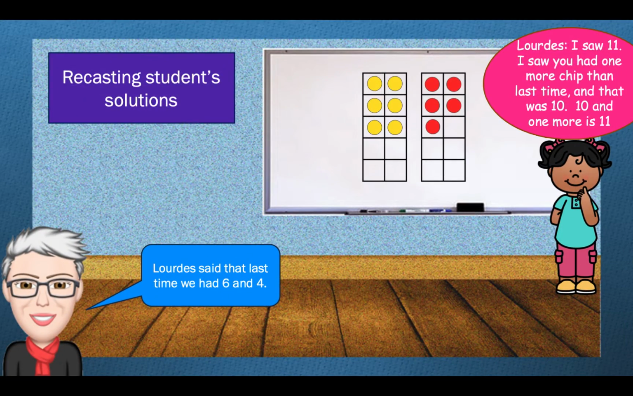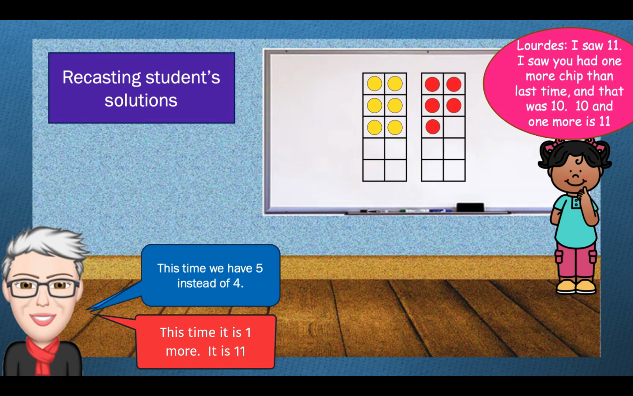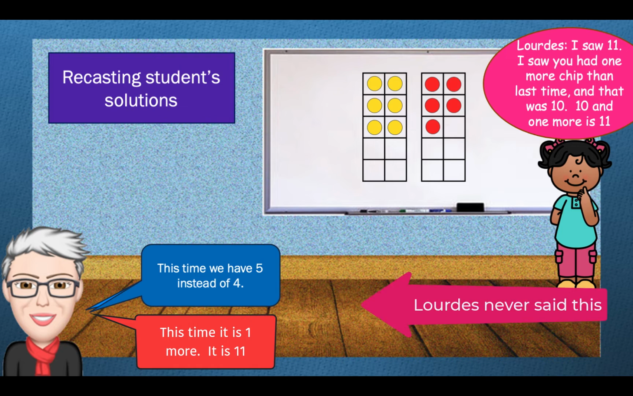That will happen as their solutions are clarified and elaborated, either by the teacher or other children. For example, the teacher or some other child might say, Lourdes said that last time we had 6 and 4. This time we have 5 instead of 4. We have 6 and 5, so this time it's 1 more, it's 11. Notice that this is not at all what Lourdes said. Lourdes never said that she saw 6 and 5. All she said is that she saw 1 more chip. But this recasting of Lourdes' solution is significant and powerful.